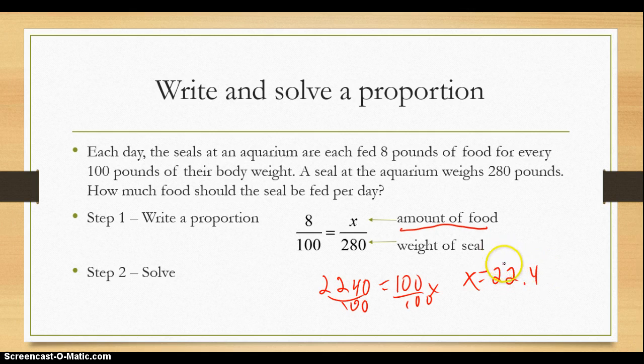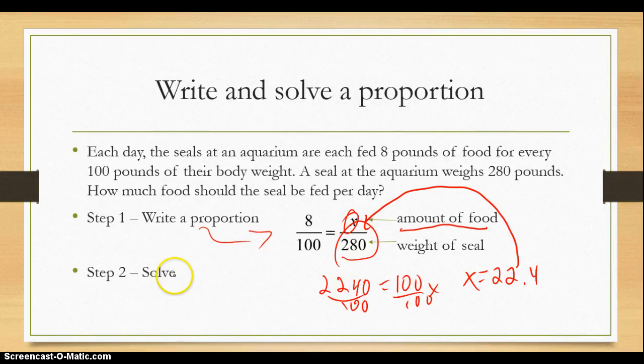Now, 22.4 what? 22.4 pounds of food per day. So just think about that. Think about how much food you eat. The seal weighs 280 pounds and it eats 22.4 pounds of food per day. That is a lot. So step 1, they're going to want you to write the proportion like we have here using a variable, in algebra. And then step 2, obviously, we're going to solve for that variable.